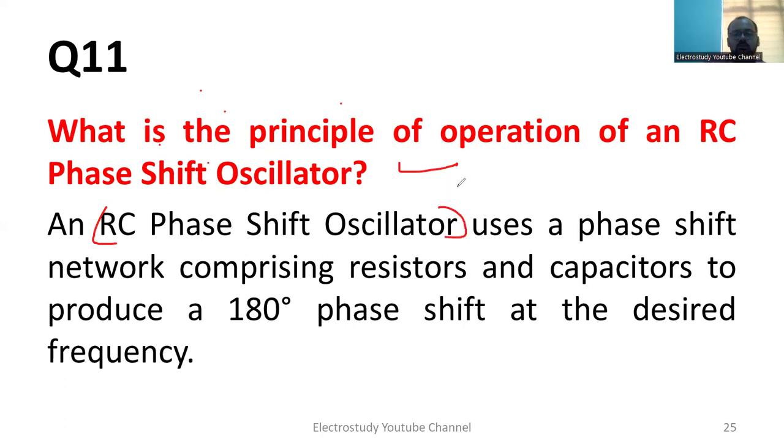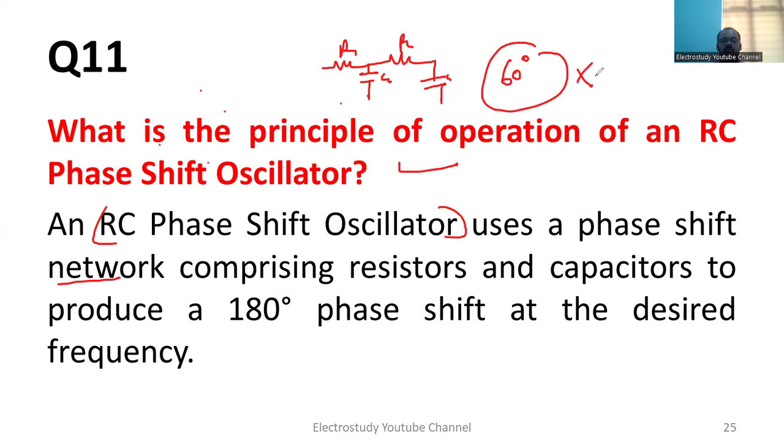What is the principle of operation of an RC phase shift oscillator? The RC phase shift oscillator uses a phase shift network. You might have remembered the diagram, an RC network: R1 C1, R2 C2 like that. Likewise, three RC circuits will be there. One RC circuit makes a 60-degree phase shift, so 60 into 3 means a 180-degree phase shift. Understood or not? It comprises RC sections to produce a 180-degree phase shift at the desired frequency. So that is the peculiarity of the RC phase shift oscillator.